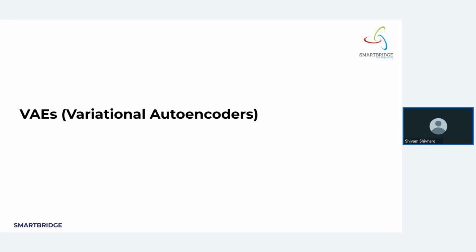I think you're clear with the encoder decoder, right, guys? So in generative AI, they use variational autoencoders. This is one of the models used to generate text, mainly used for text purposes. What are variational autoencoders? We'll discuss.